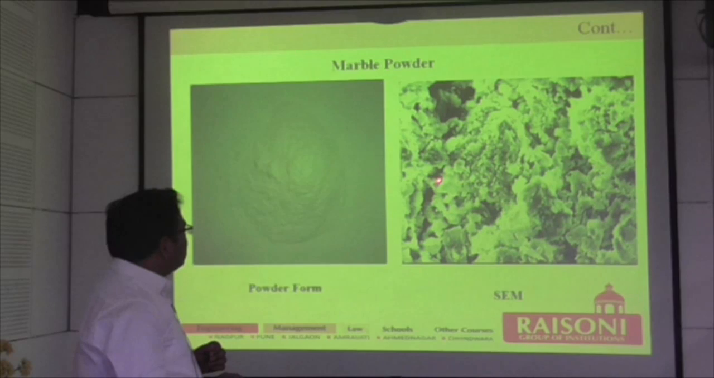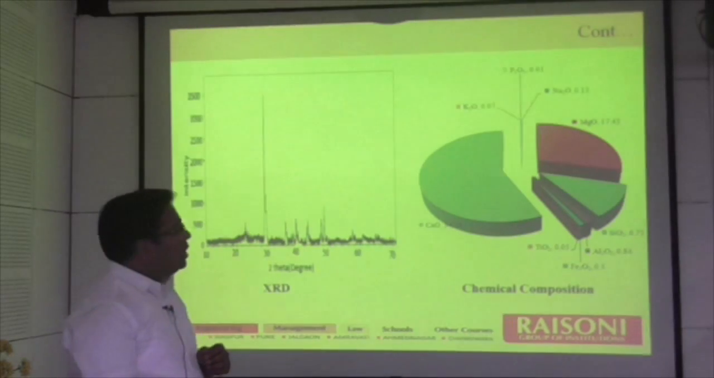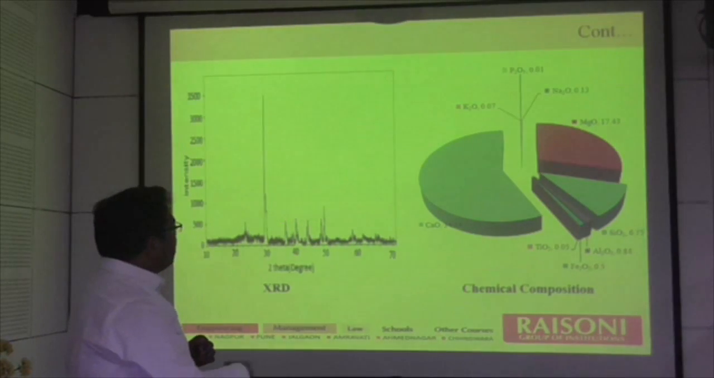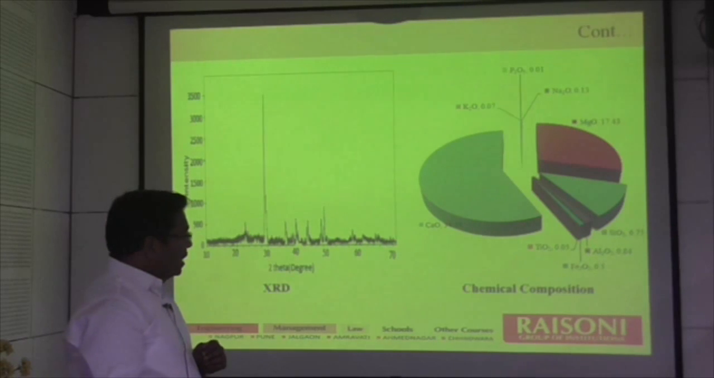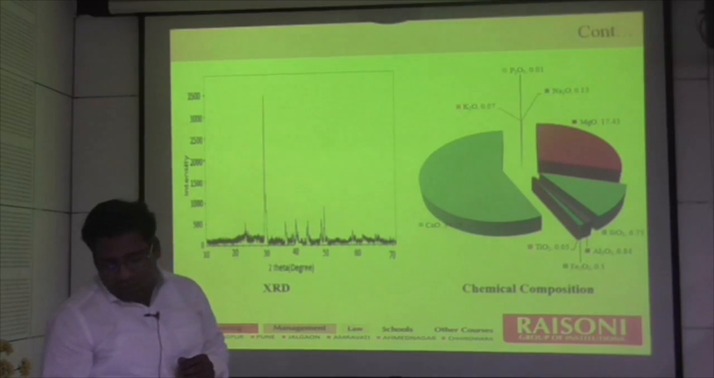Then marble powder, this is a basic material. These sharp edges show that this is crystalline in nature. This black hole shows that this is porous in nature. Then these peaks show that this is crystalline in nature. This supports that SEM analysis. Further, chemical composition is done, and here we are getting 34.34% of calcium. Again, this is a calcium-based material.